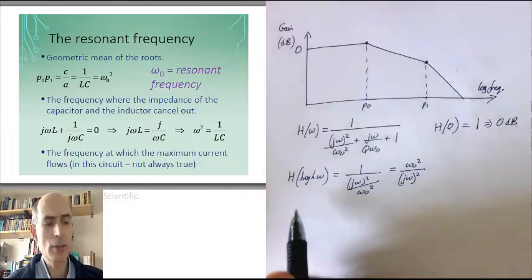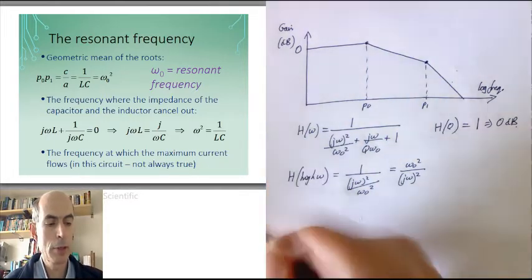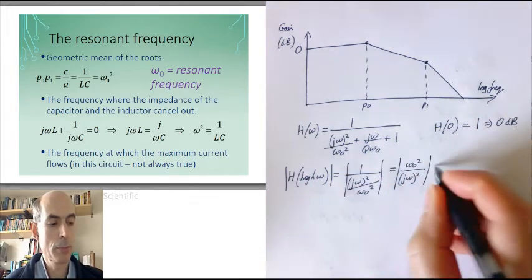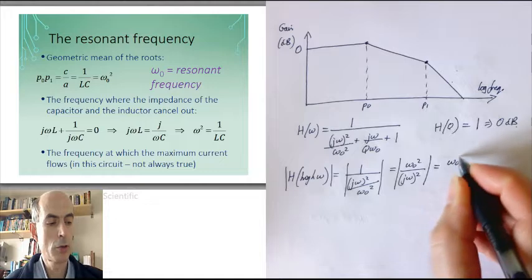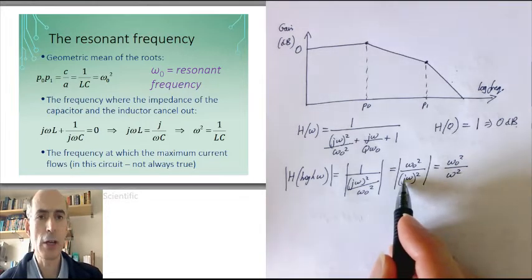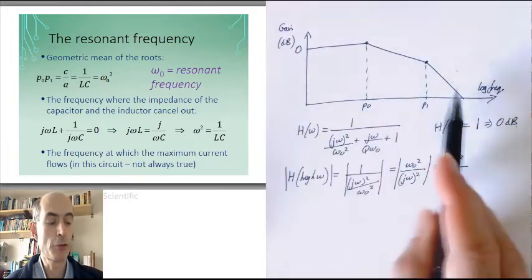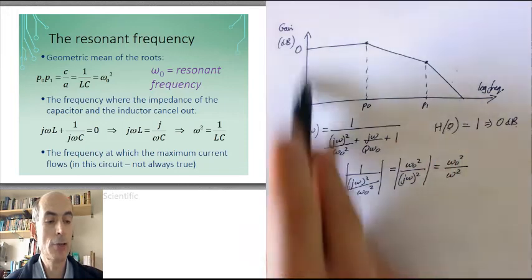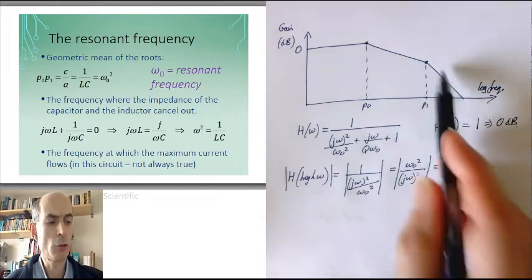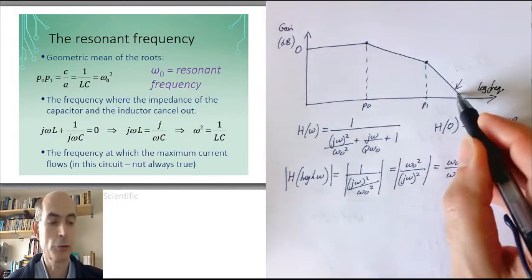If we're just interested in the magnitude of this to get the amplitude response, then we can equate this to just omega naught squared over omega squared. We don't have to worry about the j's. If you plot this on a Bode approximation of the gain in dBs against the log of frequency, that's going to give you a straight line, this straight line here, the high frequency approximation.